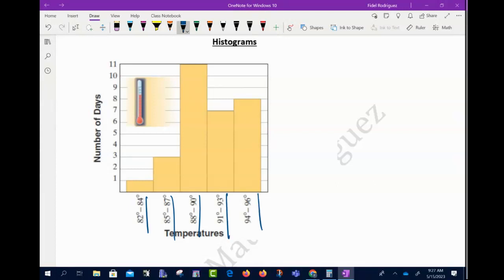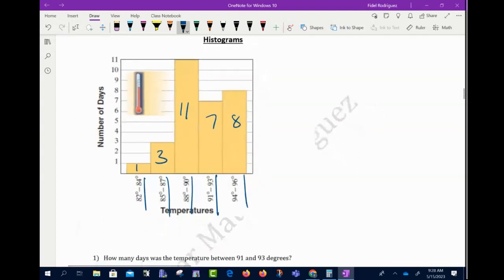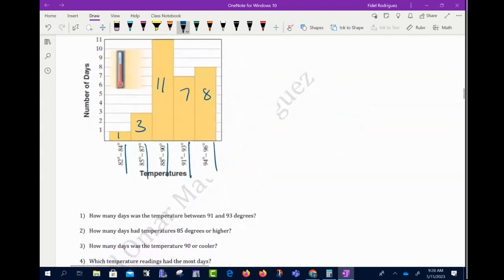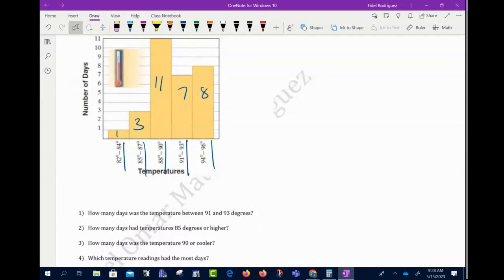How many days was the temperature between 82 and 84? One day. How many days was it between 85 and 87? This one here? 3 days, right? How many days was it between 88 and 90? 11 days. What about this one? 7. And this one here? Perfect. Okay, so look, y'all, I want to label that so that we can now answer our question. How many days was the temperature between 91 and 93? We would say 7 days, right?